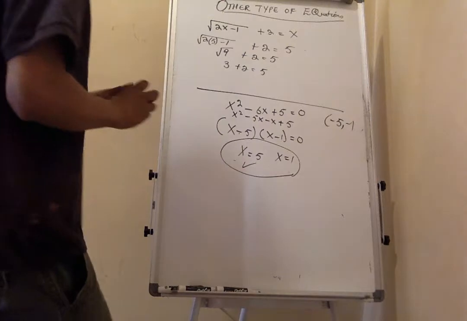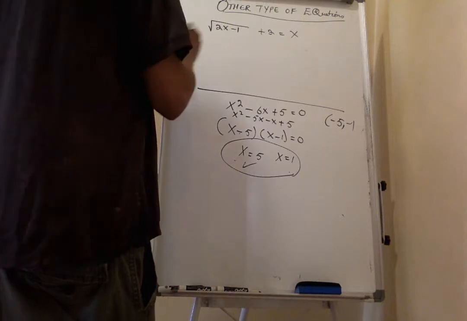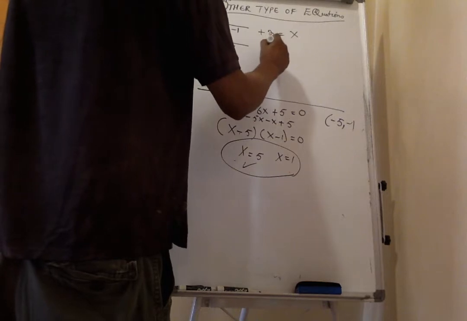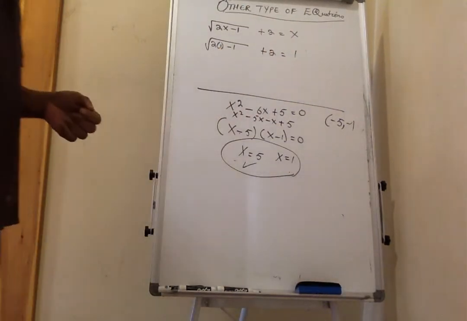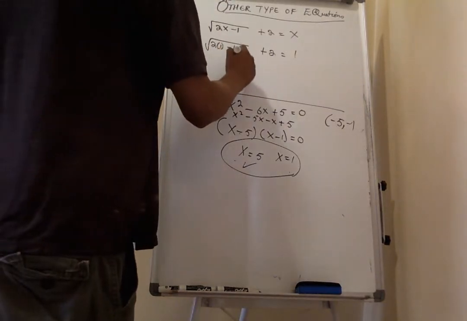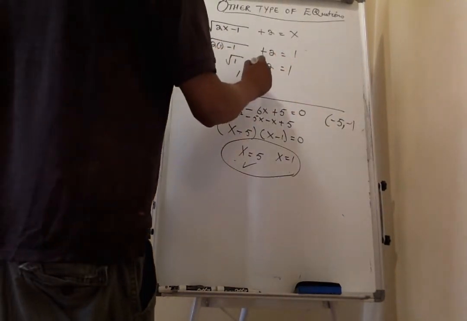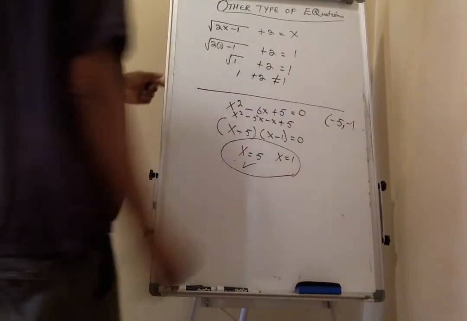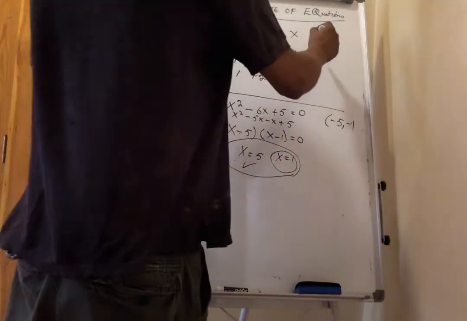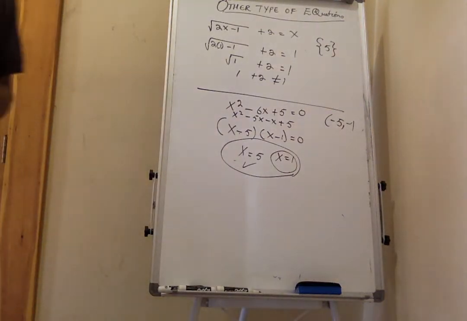I'm going to do the same thing for x is equal to 1. I can't take this for granted. So let me do the square root of 2 times 1 minus 1, plus 2, is equal to 1. But 2 times 1 is 2. 2 minus 1 is 1. So this is the square root of 1 plus 2 is equal to 1. But the square root of 1 is 1. 1 plus 2 is not equal to 1. So even though we got x is equal to 1 as a candidate, the only solution you're going to write for this is x is equal to 5. That's the only value that works for the equation.